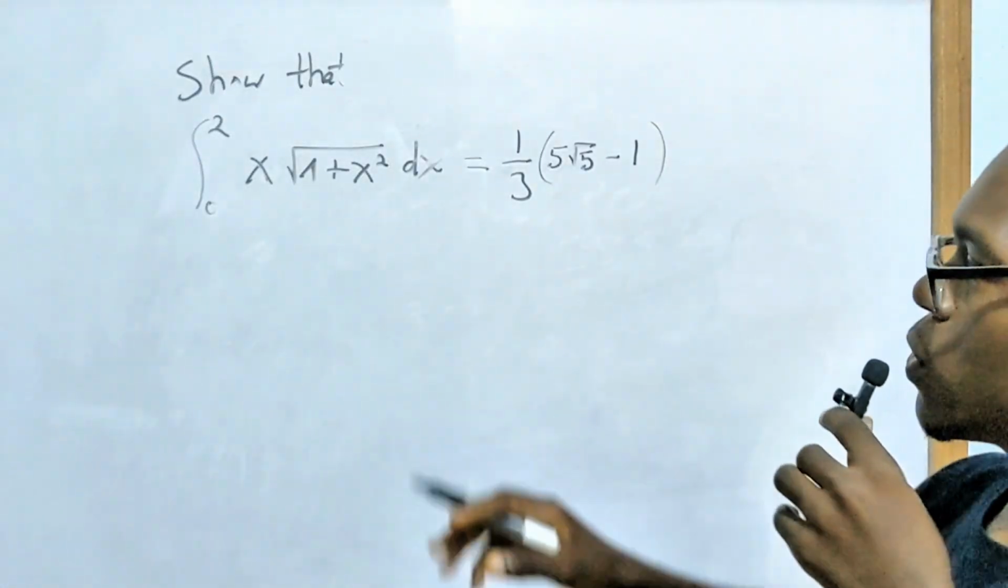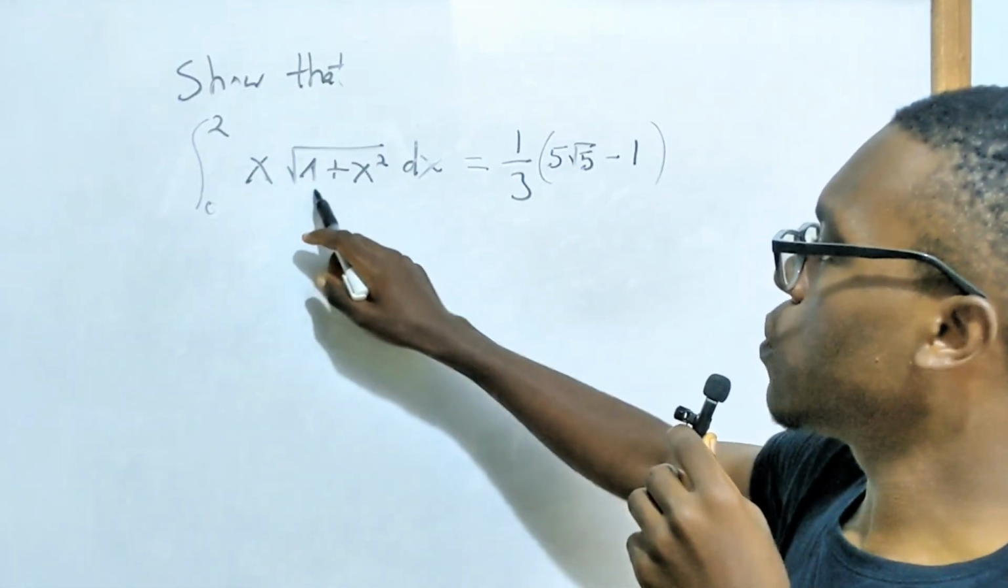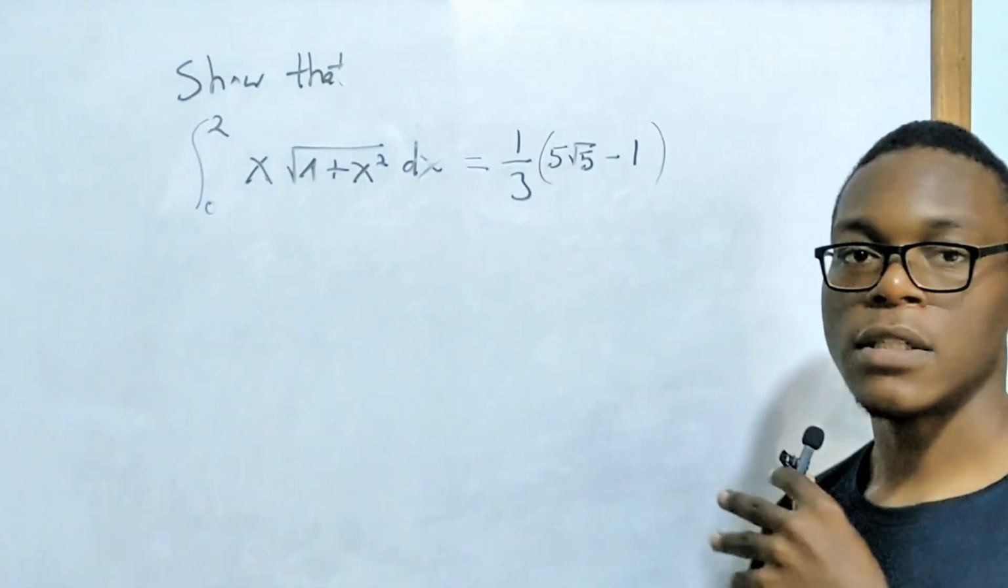Okay, we're back to this other question. That is to show that the integral from 0 to 2 of x times the square root of 1 plus x squared dx is equal to this. This integral is quite easy.